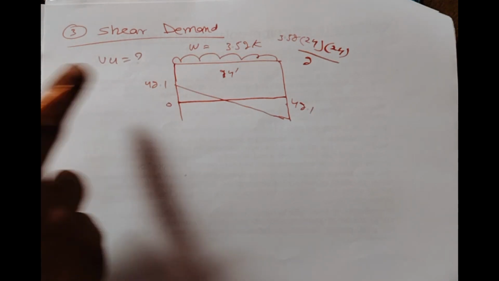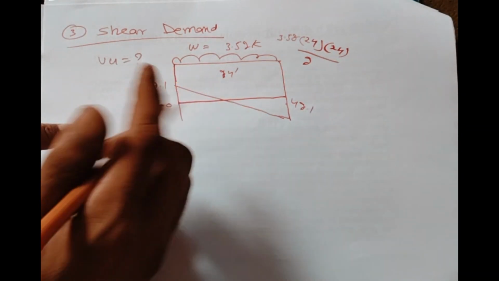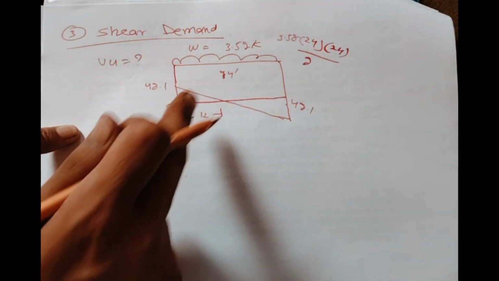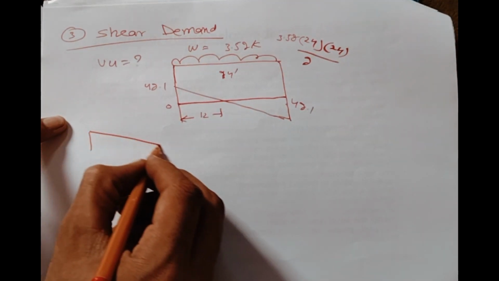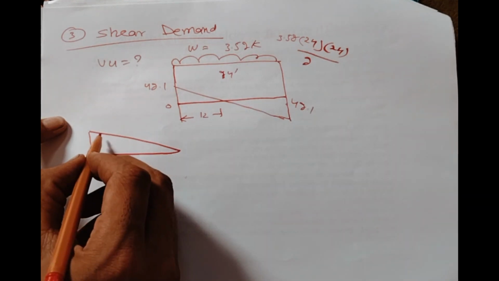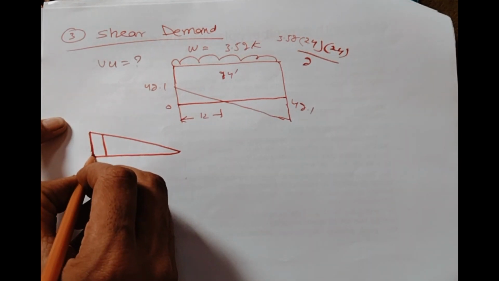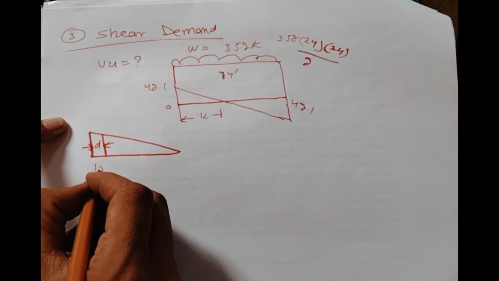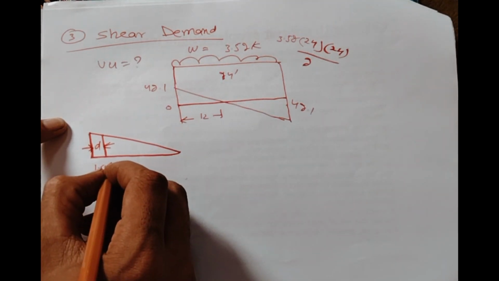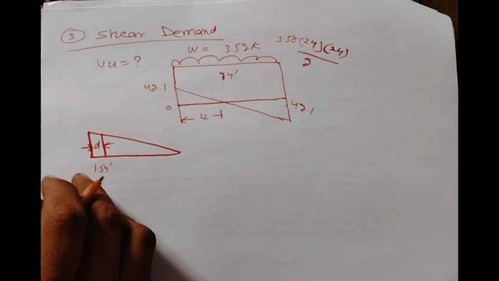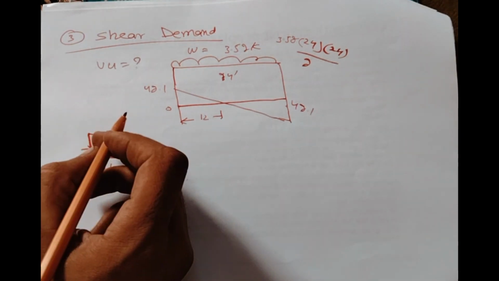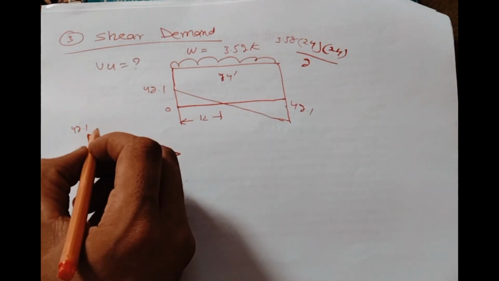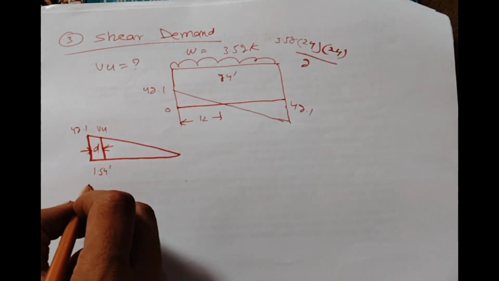So the third step is the shear demand. For this purpose you draw the shear diagram. The shear diagram is drawn here, you can see. Now I take one triangle from the shear diagram, and here the ultimate shear will be produced at a distance from the support, at 1.54 feet. 42.1 is the shear.